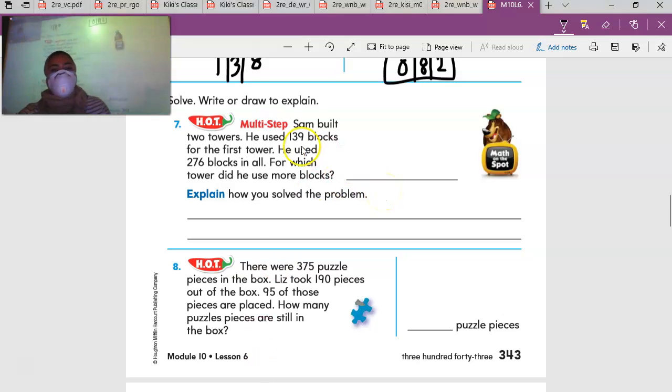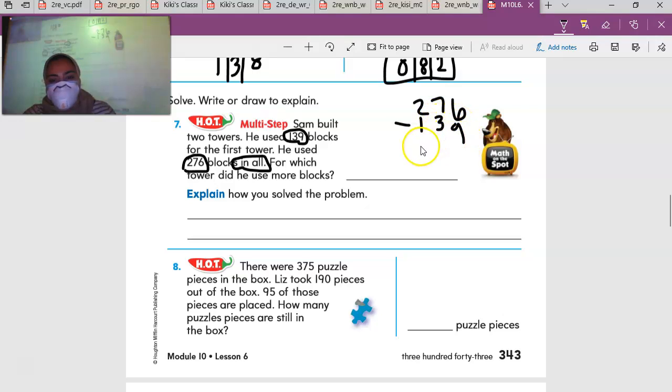All right, Sam built 2 towers. He used 139 blocks for the first tower. He used 276 blocks in all. For which tower did he use more blocks? So we have to find out how many blocks he used for the second tower. We know the first tower was 139, and we know in all he used 276. Take away 139 is going to equal how much he used on the second tower.